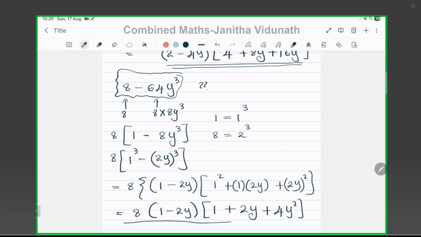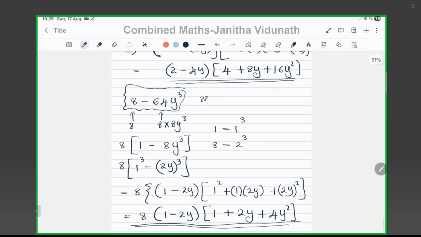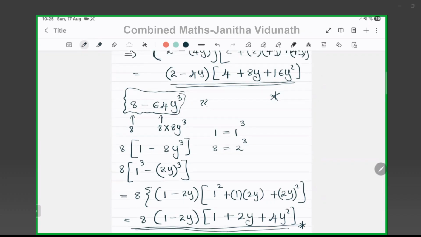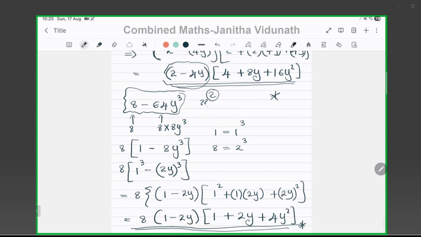From this, we observe this kind of a result. But you can see there is a difference between the previous answer and this answer. But we can prove both are the same. Here, when we observe the first term, we can factor out 2 as a common term. And in this whole expression, we can factor out 4 as a common term.